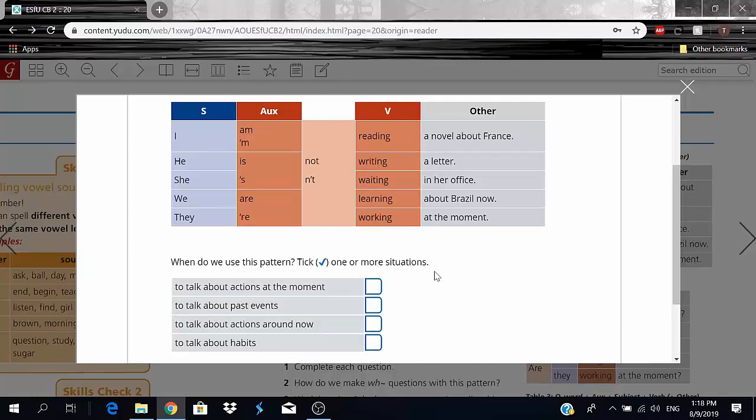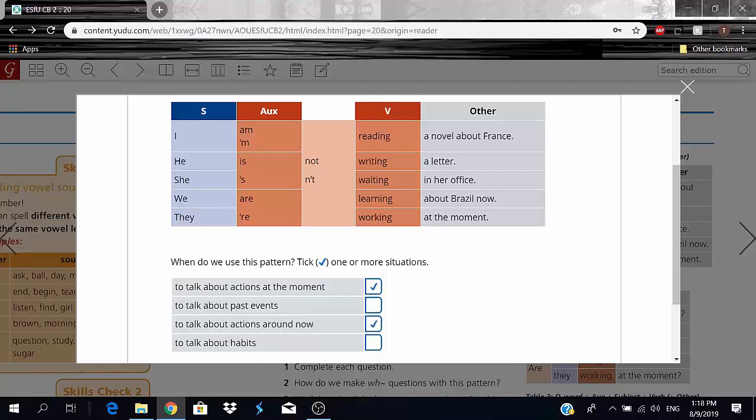What do we use the present continuous for exactly? Like, we know what it does, but what do we use it for? That's correct. We use it to talk about actions at the moment. And what do we use it for as well? We use it for one more thing. Just take a look. To talk about past events? No, not true. To talk about habits? Nope. That's correct. To talk about actions around now, okay?